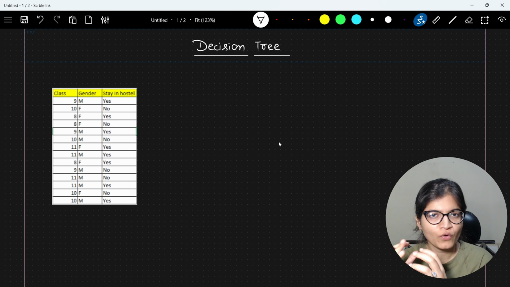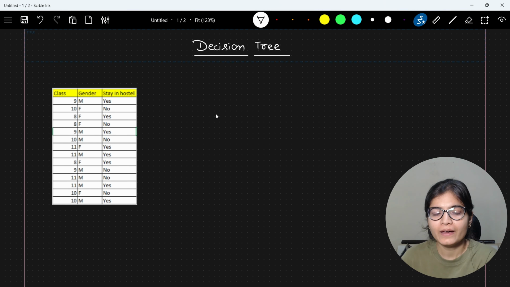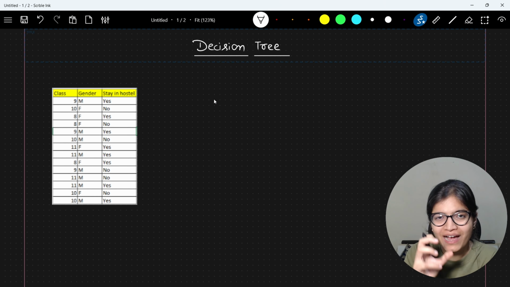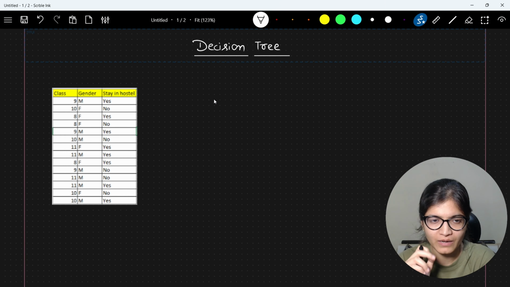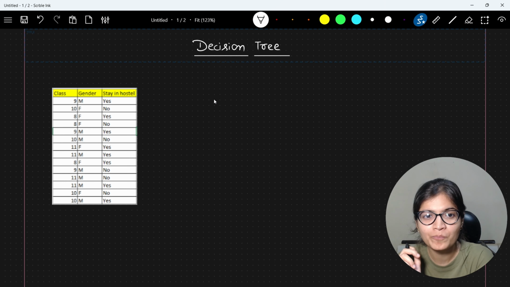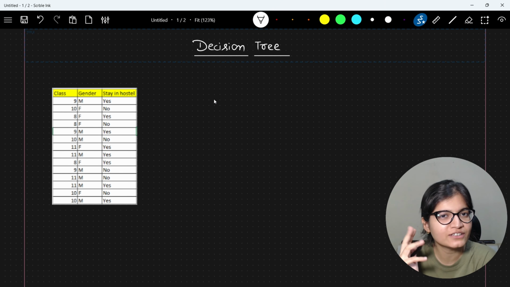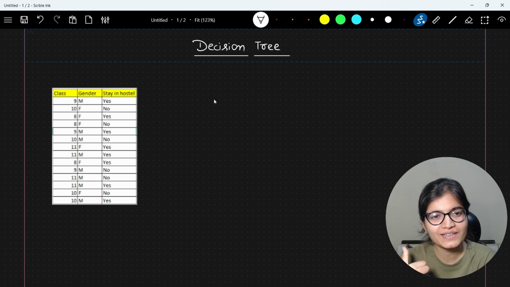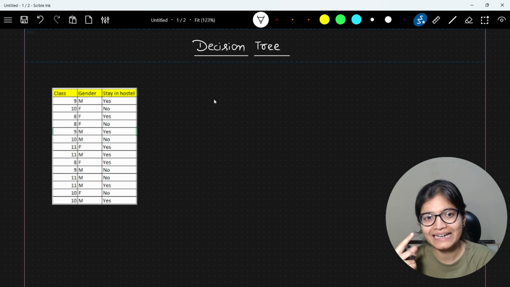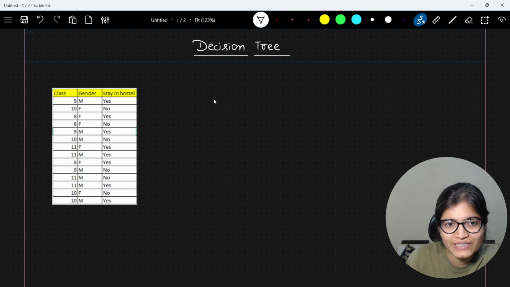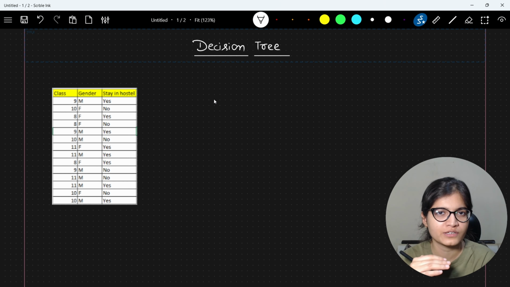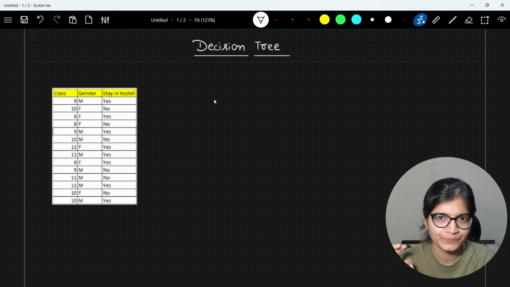First of all, let's try to understand the concept of Gini impurity in a decision tree. Whenever we have some data set, for example, I have taken here some random data. I hope you can see the image very clearly. In this data set, we have three important features: one is class, one is gender, and the last is the target column, which is whether a person will stay in the hostel or not, depending upon his or her class or gender, right?